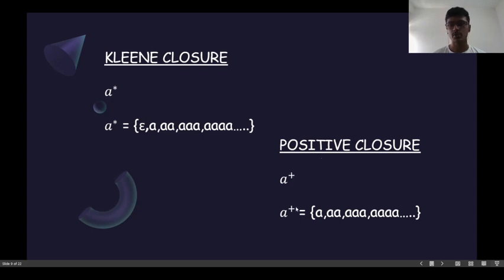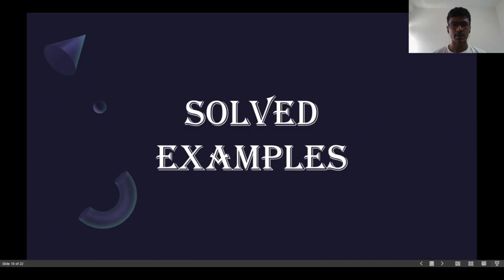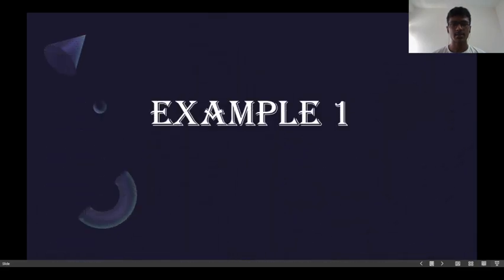But the positive closure doesn't contain A power 0, that is, it lacks the epsilon. So it begins from A power 1 and goes up to n times. The main difference between these two is that Kleene closure can have the null string, that is the epsilon, but positive closure doesn't have the null value. It begins from A power 1 only. Okay, let's go to the solved examples.